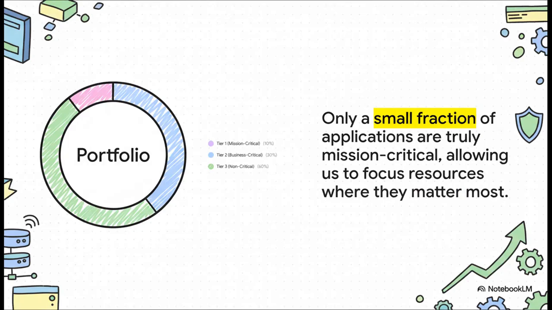And this is what that portfolio might look like in reality. You see that? Maybe only 10% of our entire application portfolio is truly tier 1 mission critical. The vast majority, maybe 60%, is tier 3. What this visual shows us is that we don't have to boil the ocean. We can be surgical. It lets us focus our money, time, and energy on protecting the crown jewels, instead of trying to give everything the same level of Fort Knox security.